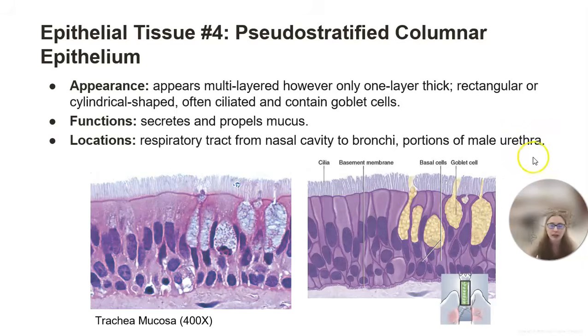So we find our pseudostratified columnar epithelium in places like the respiratory tract and the reproductive tract of males. Here again, we have our pseudostratified columnar epithelial microscope slide image that comes from the trachea mucosa, so the mucosal layer of the trachea. And we can see that stacked appearance to the nuclei, but in reality, each of these columnar cells is anchored to that basement membrane. We can also see the cilia and the goblet cells.